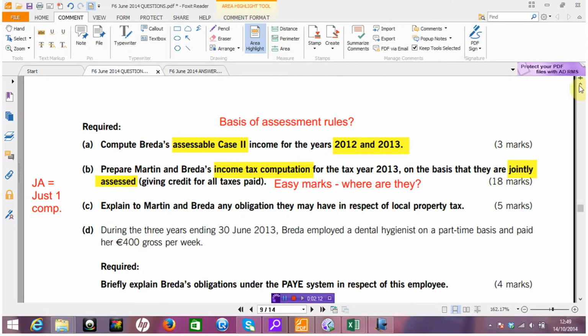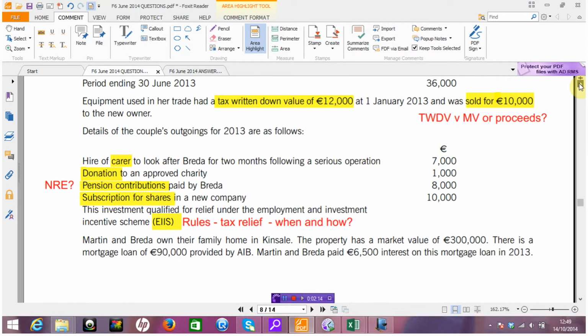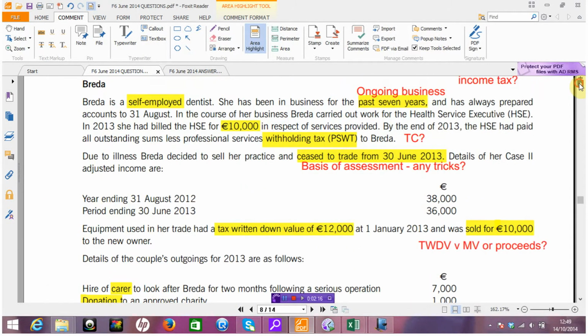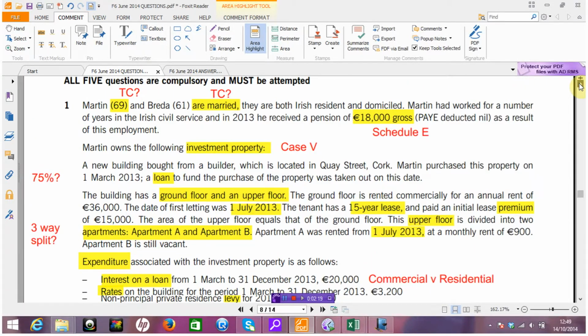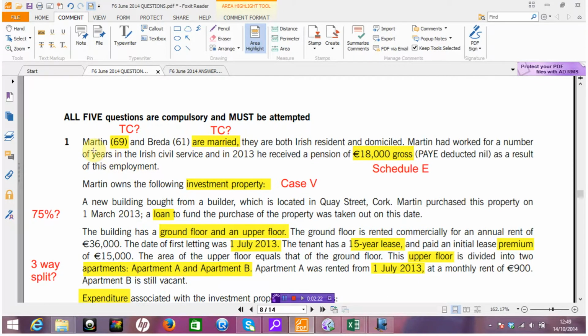Okay, so let me just take you through the question itself first, and you'll see that it starts off with some very basic information for these 2 individuals, Martin and Brenda. Now, the first thing that you'll see is that you're given ages, and you've got to be thinking to yourself when you're given an age, is any particular or perhaps additional tax credit relevant? In this case it is, and we'll see that when we look at the answer.